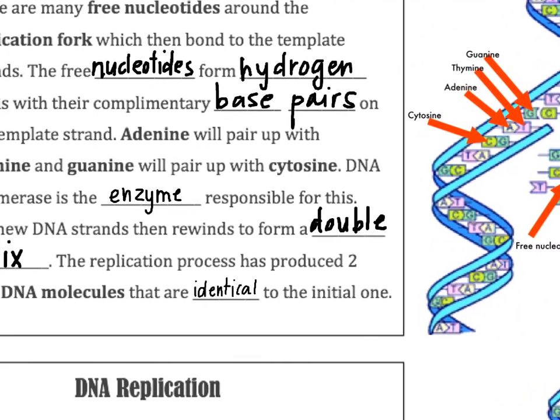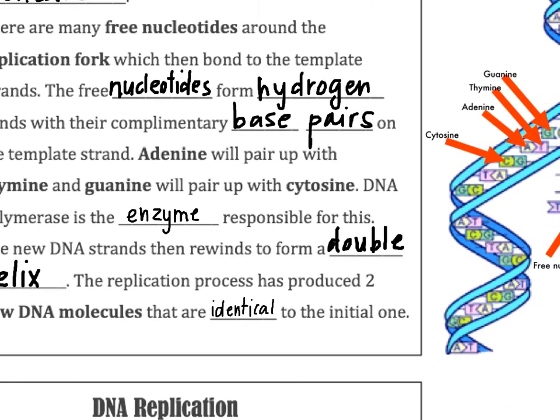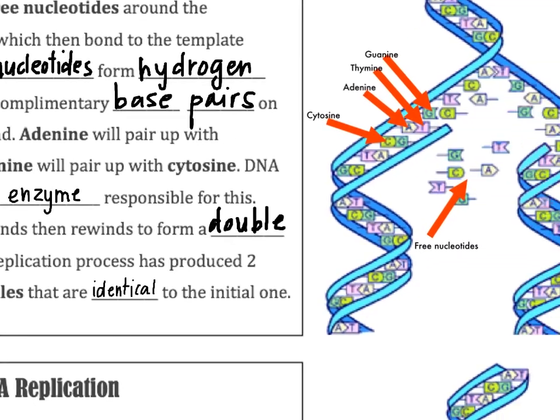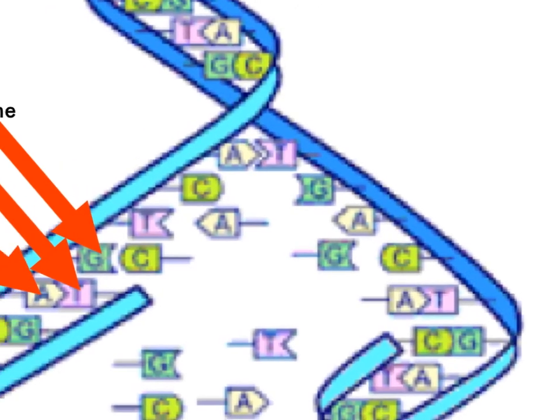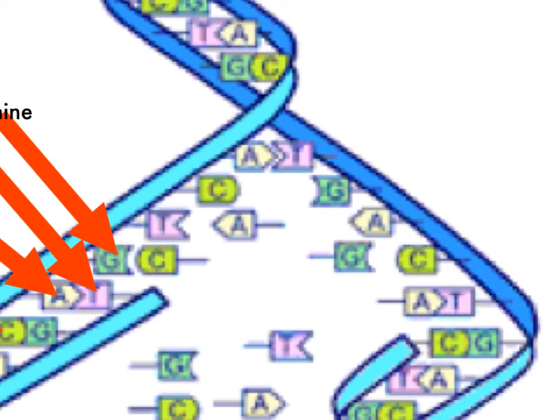And the last, we missed replication fork. So let's go ahead and label replication fork in the picture. That is where the DNA starts to unwind. So right about here where you get a division in the strands of DNA, that is the replication fork.